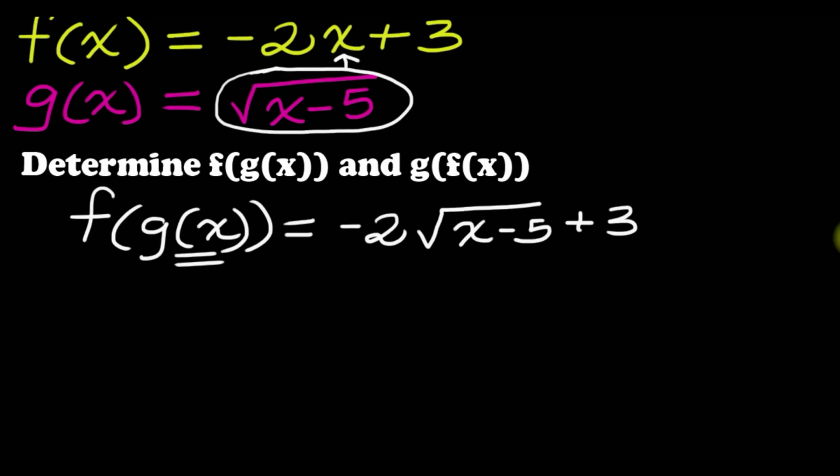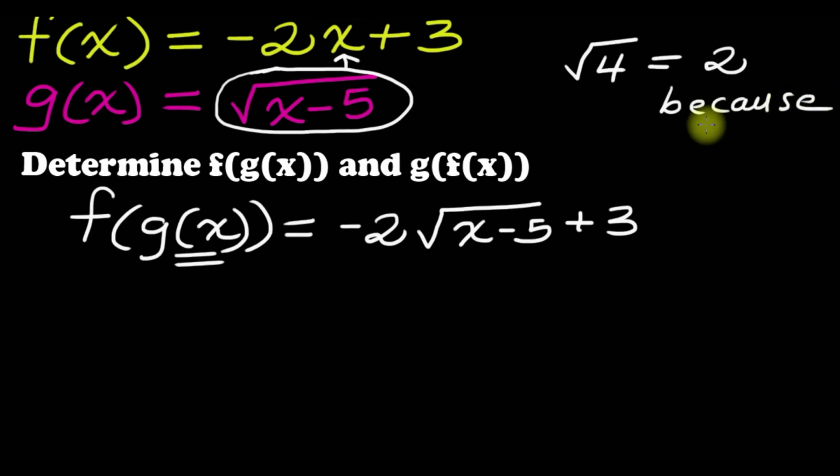Okay, so now if you look at this function, there is a square root involved. See this square root right here? Well, x cannot be all real numbers here because you're working with a square root. You guys remember that you cannot take the square root of a negative number. For example, if you take the square root of 4, you can come up with 2, because 2 times 2 is 4, right?